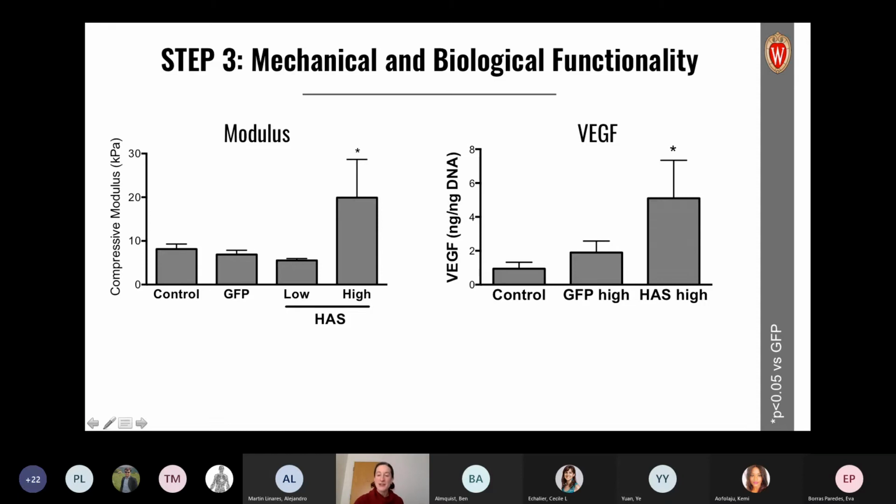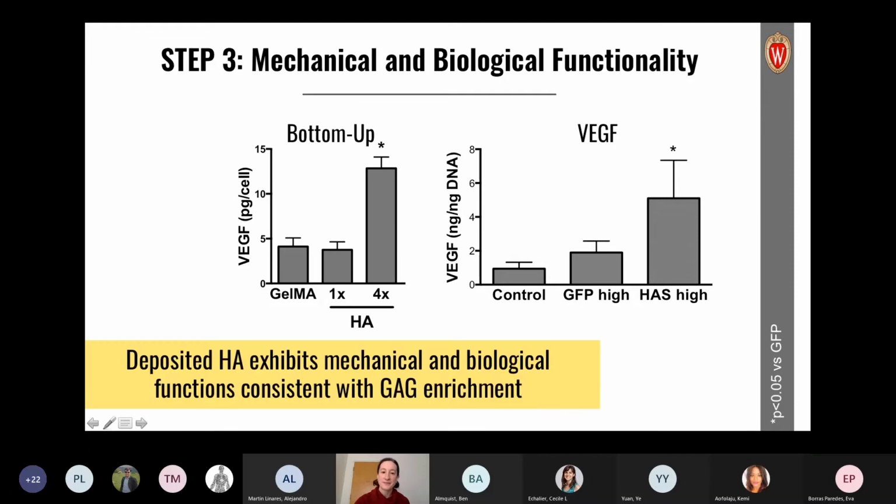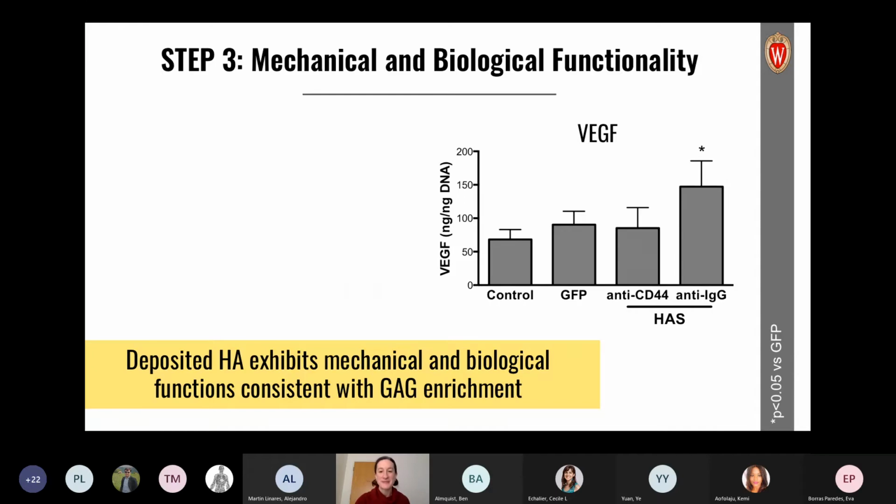And again, coming back to some of the results that we found from our bottom-up environment, where we saw that more HA caused our cells to produce more VEGF, which is this angiogenic factor. We saw that same thing in our top-down tissues. When we enriched in HA for our organ cultures, those cells started producing more VEGF, which again, reminding you, is similar to what we saw in our bottom-up environment. So it's really nice that now we have these consistent models with each other.